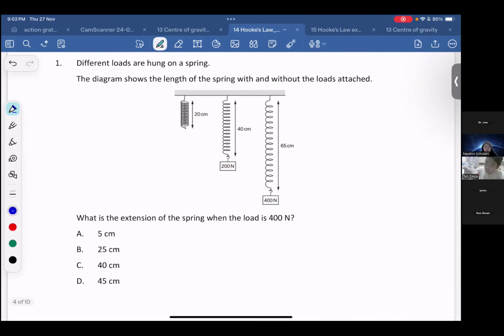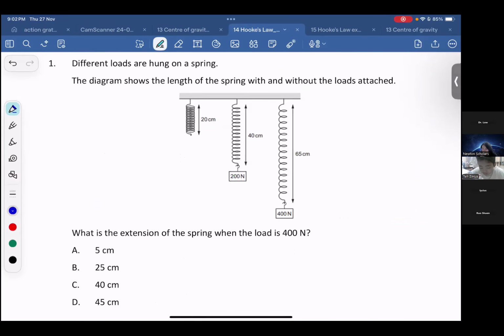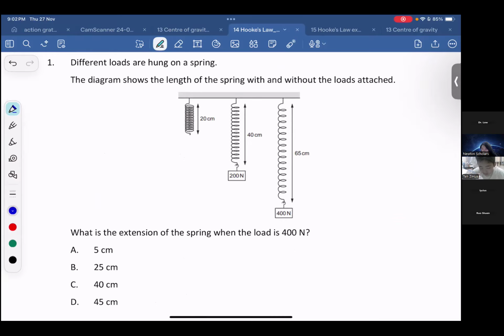Okay, dear, come. Here different loads are hung on the spring. The diagram shows the length of the spring with and without the load. What is the extension of the spring when the load is 400 Newton? Okay, easy. Tell me the answer. Correct, Angeline, correct. How about others?